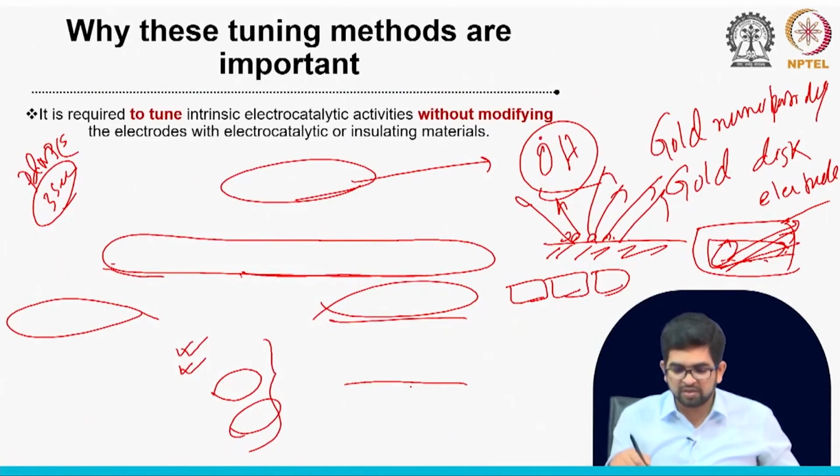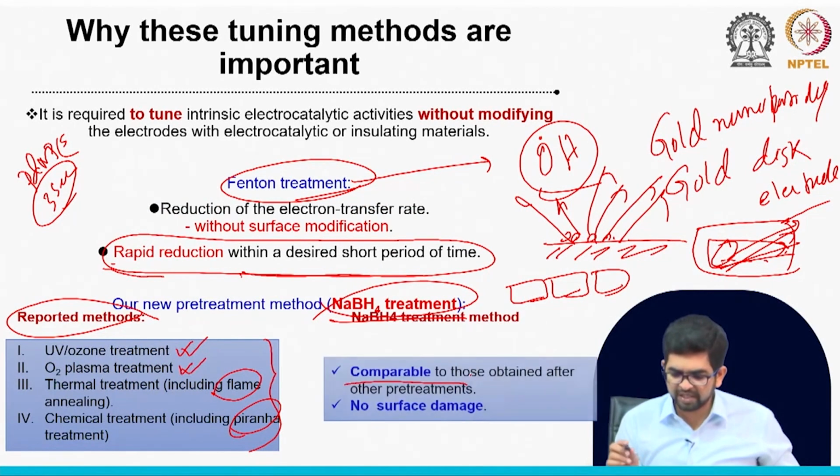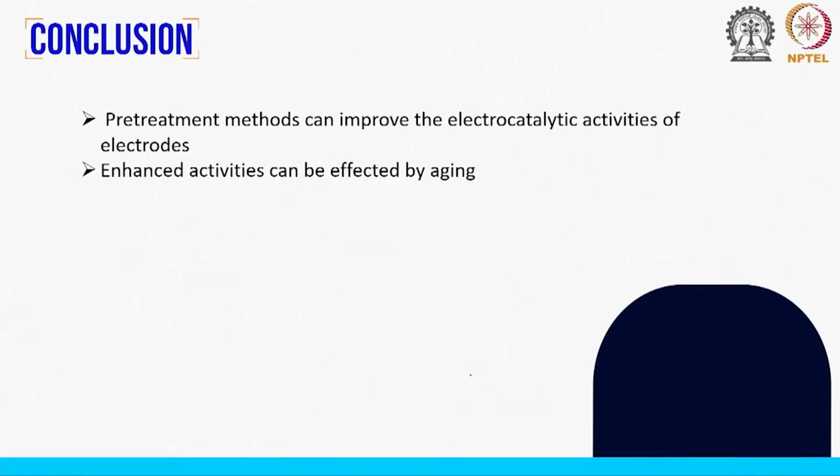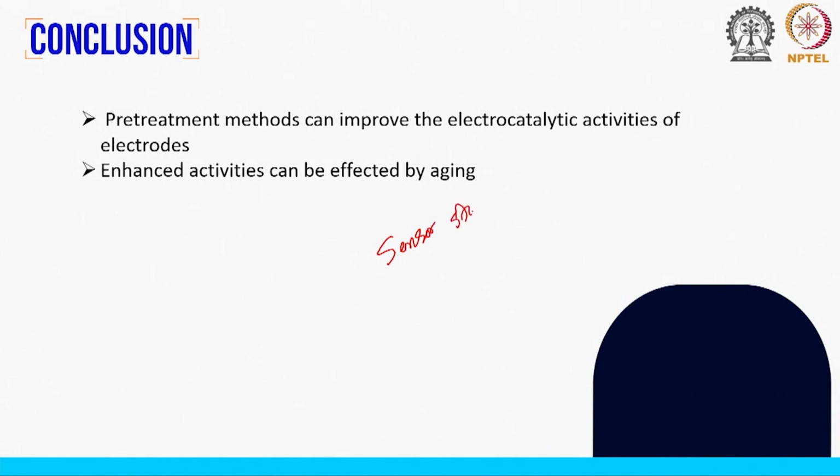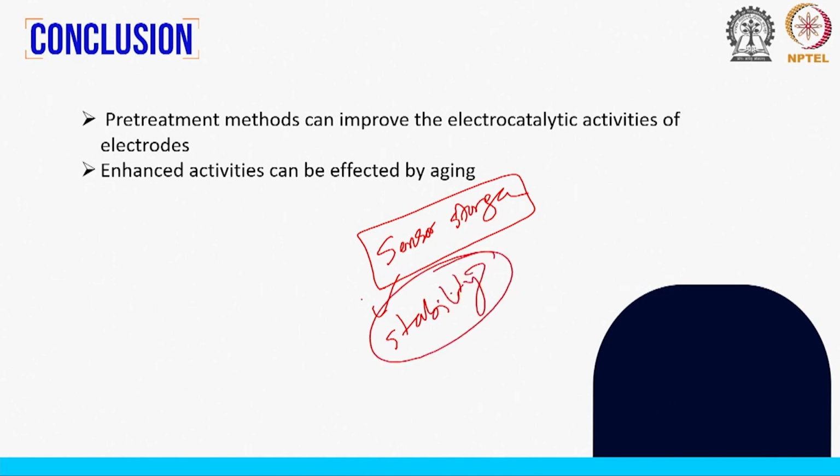So this way I am summarizing all the treatment effects today and how we can use them. The basic thing I wanted to tell you is that all the pre-treatment methods are very important for electrocatalytic activity, but you have to think finally about how we can use them for the final applications. And your sensor storage is a very important factor, called stability, and that is very important for commercialization.